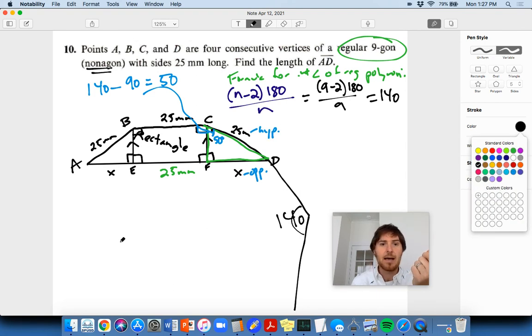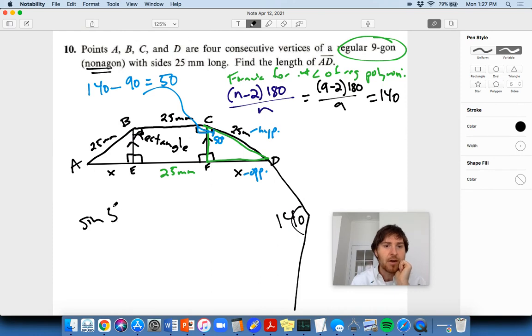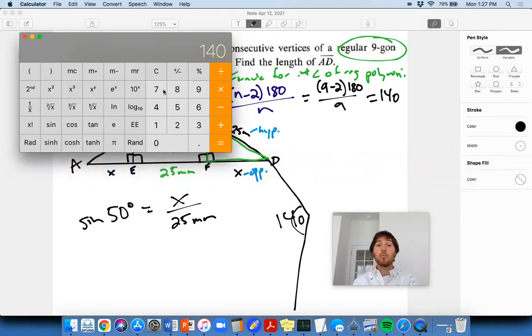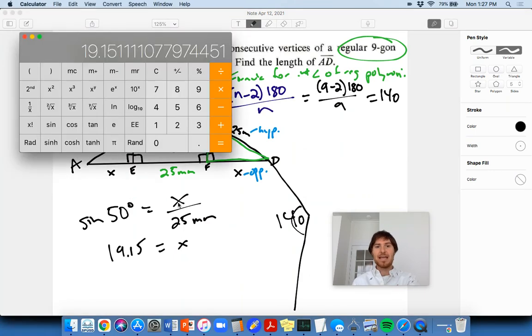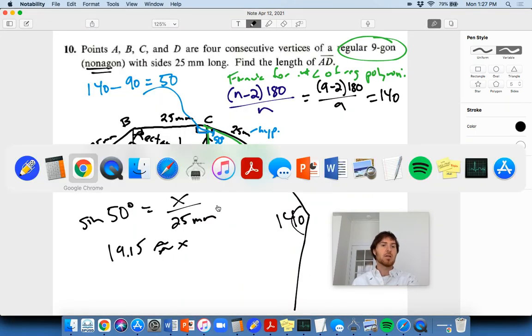So let's set it up. Opposite over hypotenuse, that's the sine ratio. So sine of 50 degrees equals x over 25 millimeters. I'm going to multiply both sides by 25 millimeters. So I enter 50, hit sine, times 25, and I get 19.15. So x is approximately equal to 19.15, but that wasn't the answer that they got.